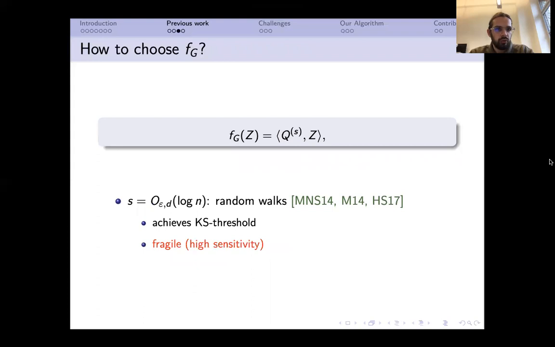A very different choice is to choose long paths, say of length that is logarithmic in the number of vertices. And algorithms that do that indeed achieve the Kesten-Stigum threshold, so they can perform weak recovery at the threshold in the fragile settings, but they're not robust because they're highly sensitive. To get an intuition of that, just see that if we add or remove an edge from the graph, then there are many walks of logarithmic length that are affected by this. And so that's why these kinds of algorithms are inherently fragile.